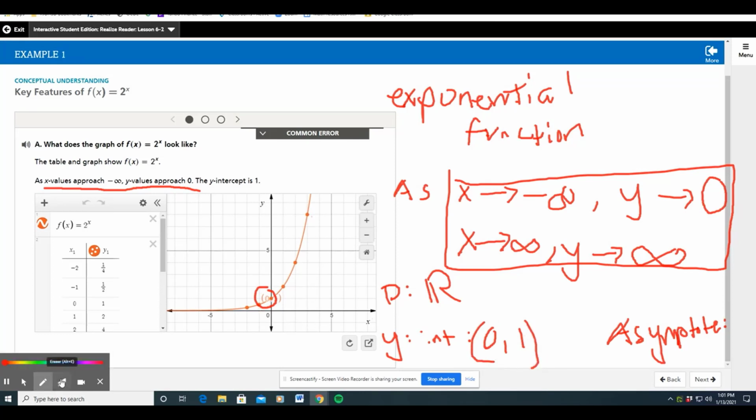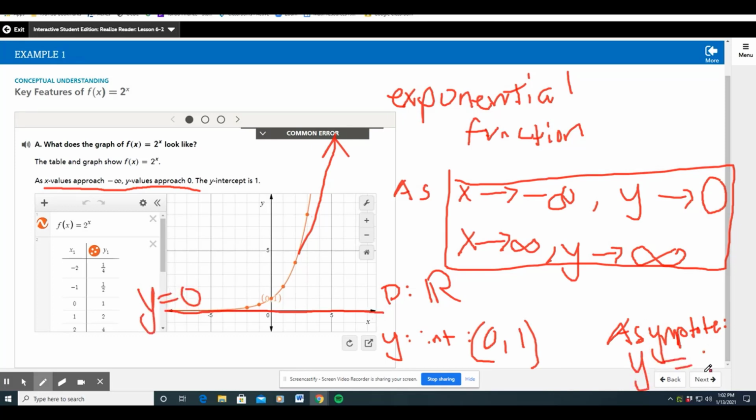The last thing we're going to talk about is an asymptote. An asymptote is the line which the graph never crosses. We know that this graph will continue to go this way, but it will actually never cross this line right here of y equals 0. So in that case, our asymptote is y equals 0. These are the different features of our exponential function that we're going to be able to identify.